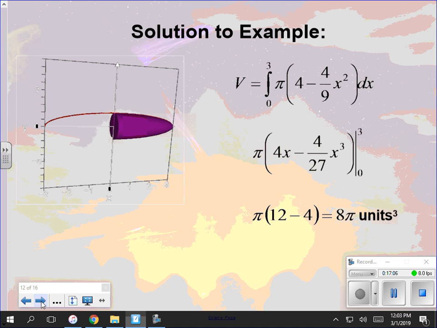The key is figuring out what your radius is. That's the most important part and probably the most difficult. But if you draw a diagram, it makes it so much easier. Draw the x and y axis. Make sure you know what the line you're rotating around is. What are the functions involved? Draw them. It makes a difference. It'll often tell you your bounds.